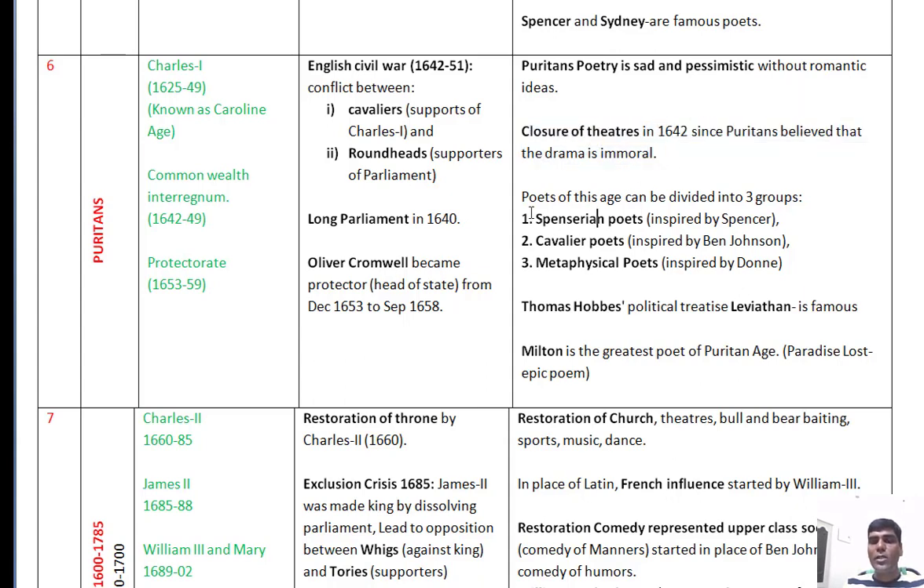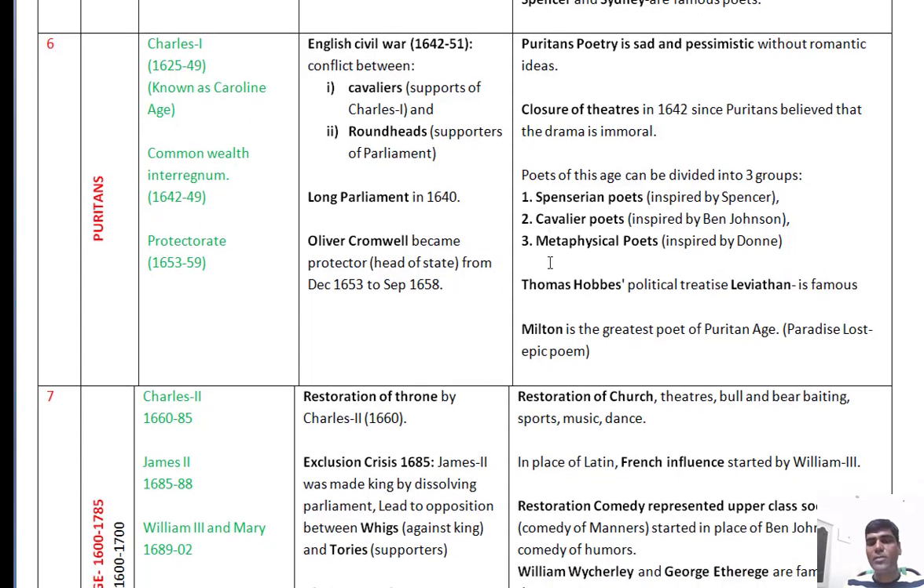And during this age there were three types of poets. I have divided them into three types here. One is the Spenserian poets, the second the Cavalier poets, and the third the metaphysical poets. Spenserian poets are the ones who followed Spenser. Here there are the two Fletchers, Phineas Fletcher and Giles Fletcher, and Wither, as well as William Browne and Drummond. All these five are called Spenserian poets.